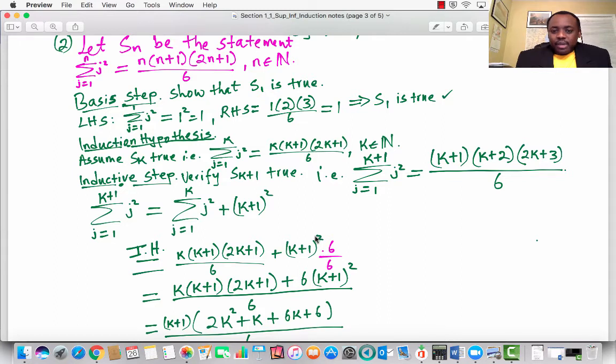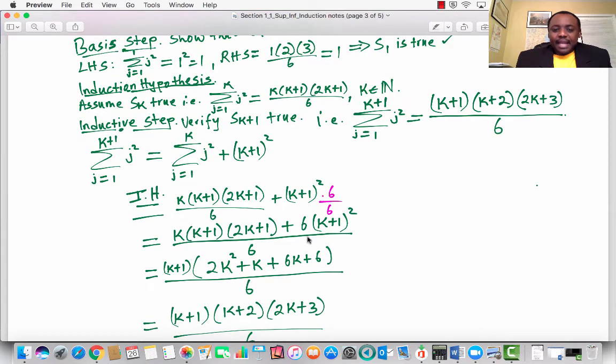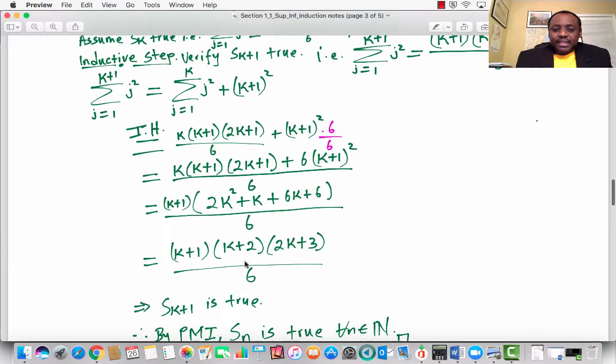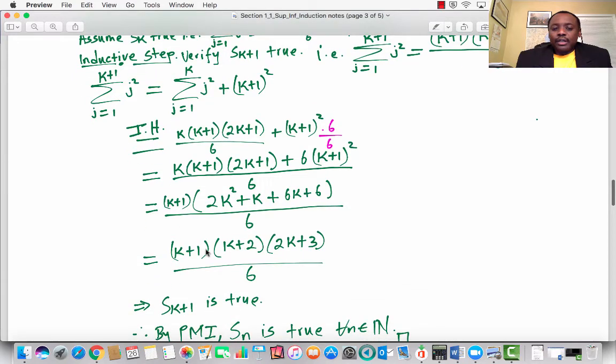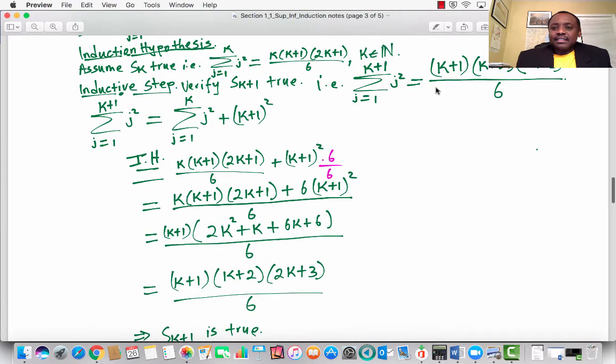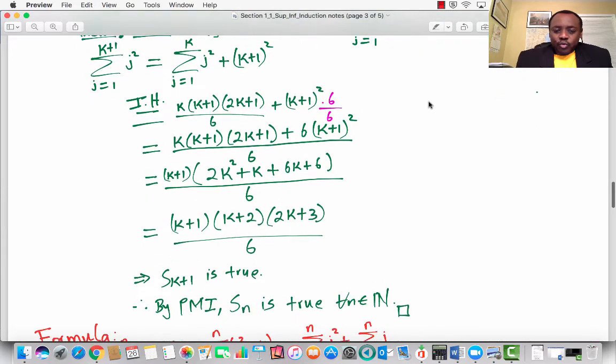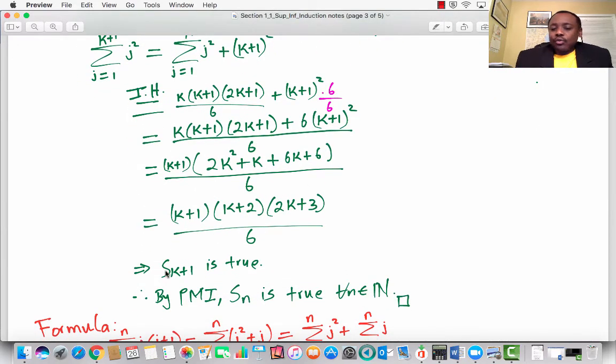I need a common denominator, so I multiply top and bottom by 6, and I employ my old friend algebra, and that breaks it down to k plus 1 into k plus 2 into 2k plus 3 divided by 6, exactly what I expected to get after I verify that Sk plus 1 is true. So therefore, I can conclude that Sk plus 1 is true, and by PMI, Sn is true for every n in N.